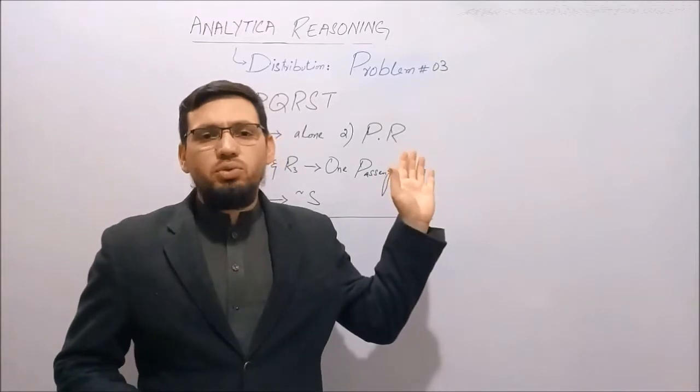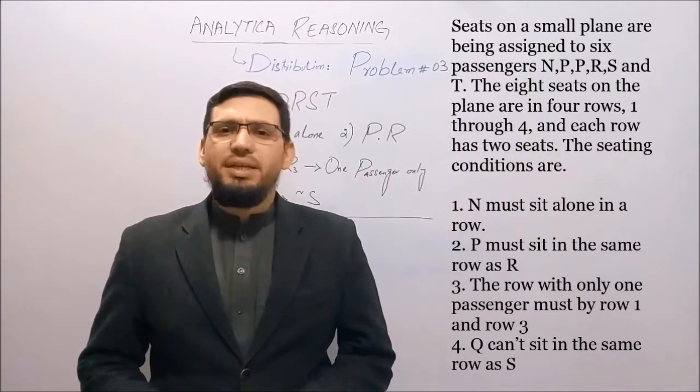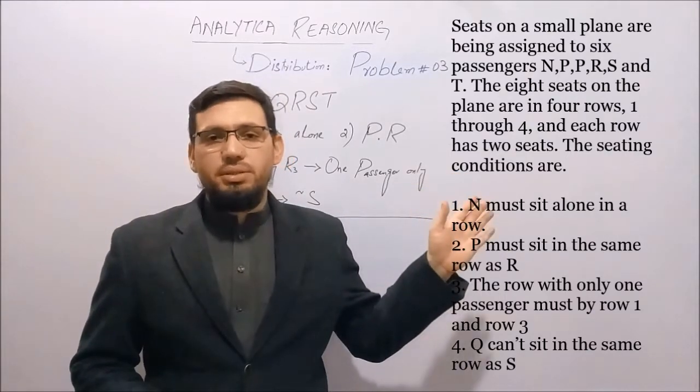The problem we have today is that there are 6 passengers who are going to travel in a small plane of 8 seats, and the passengers are N, P, Q, R, S, T. There are only 8 seats in that plane, and we have to set them according to these restrictions.